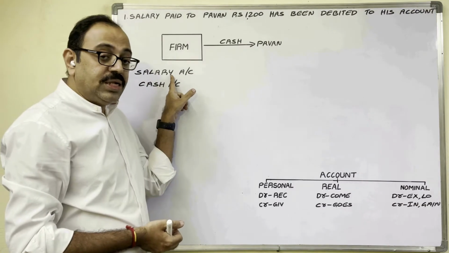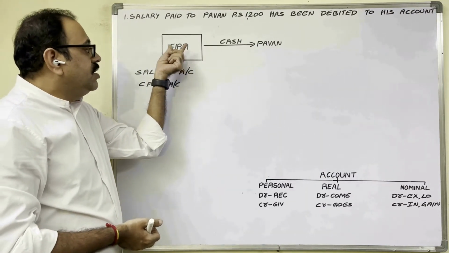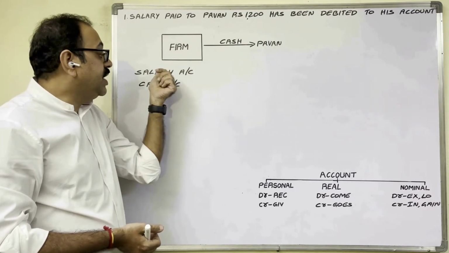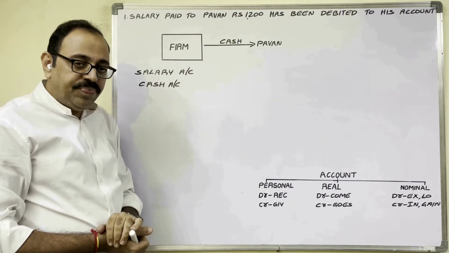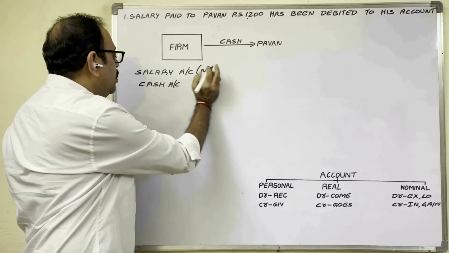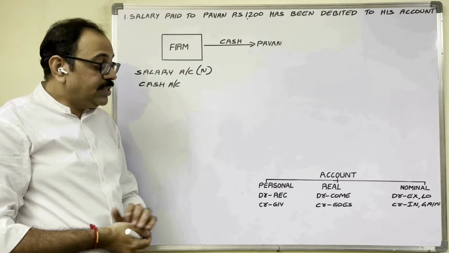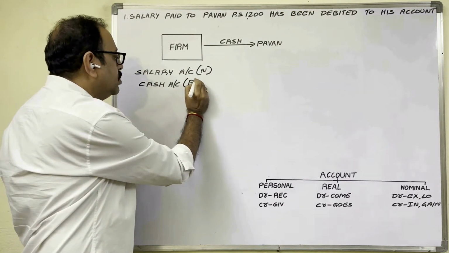Salary account is a nominal account. Think from the firm's point of view. The firm is paying salary to an employee. To the firm, it is an expenditure. Expenses come under nominal accounts. So salary account is a nominal account. Cash account: cash means asset. All assets are real accounts. So cash account is a real account.